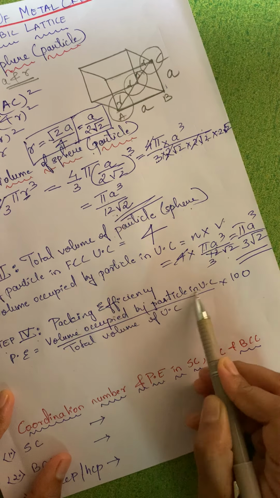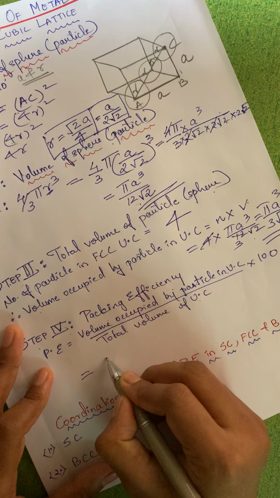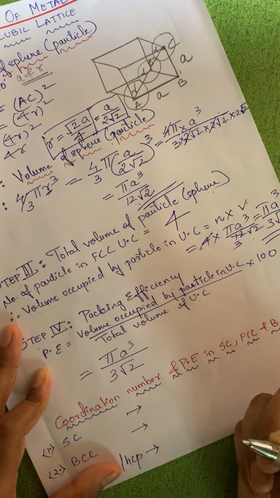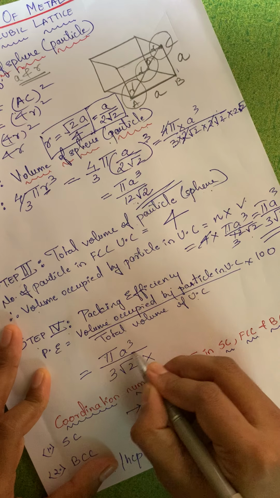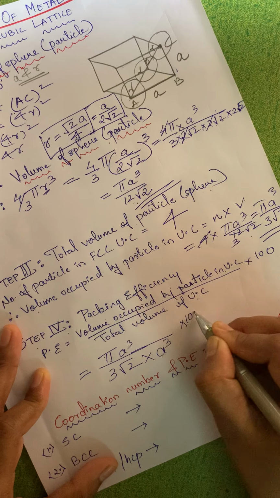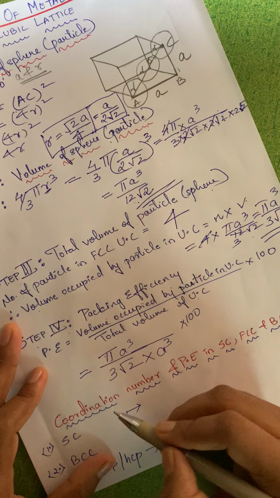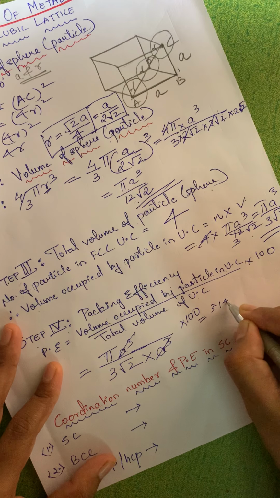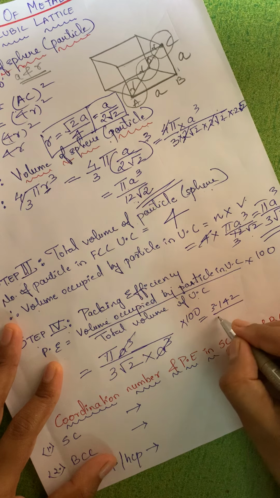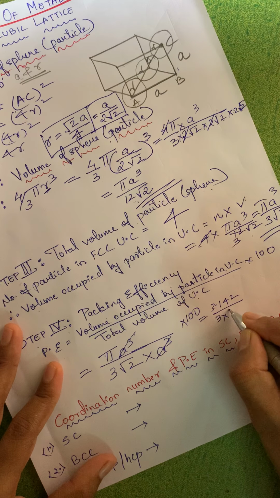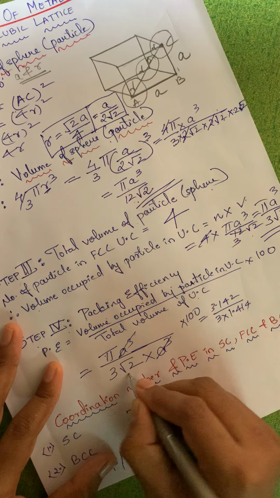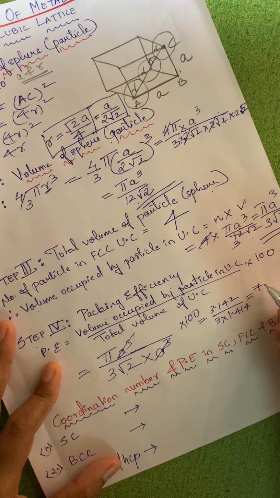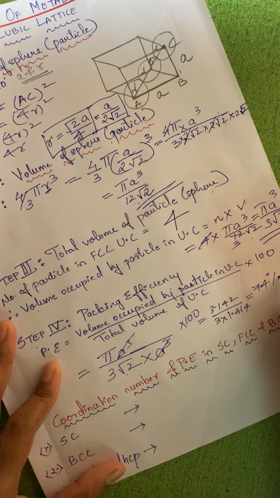So here I'll get the value from here. So this will be nothing but pi a cube upon 3 root 2 into total volume, which is a cube, into 100. So over here a cube and a cube will get cancelled. You can just solve 3.142 upon 3 multiplied by 1.414, which is the value of root 2, and you will get the value approximately equal to 74.07. You can write it as 74%.